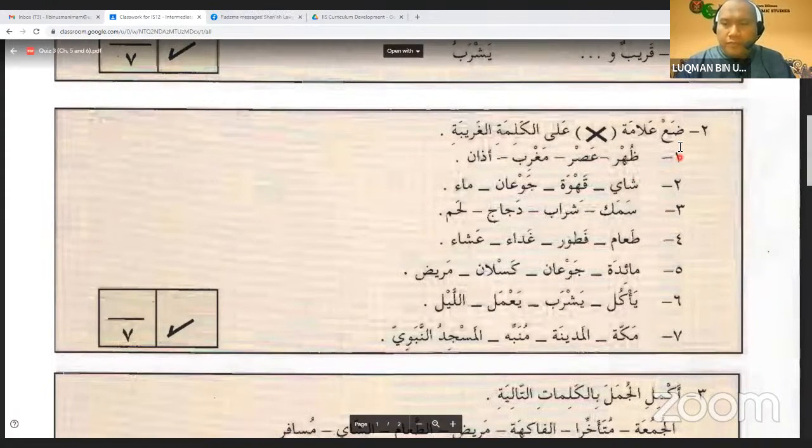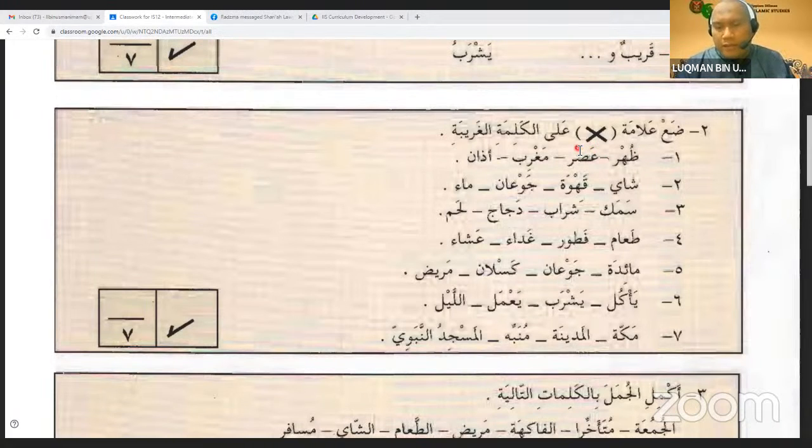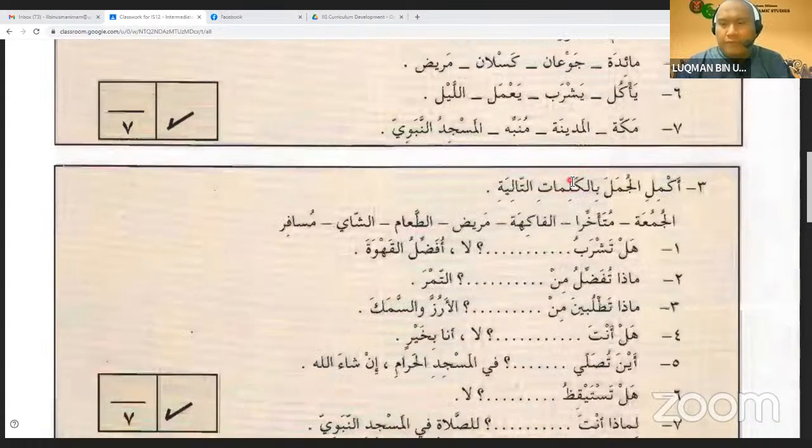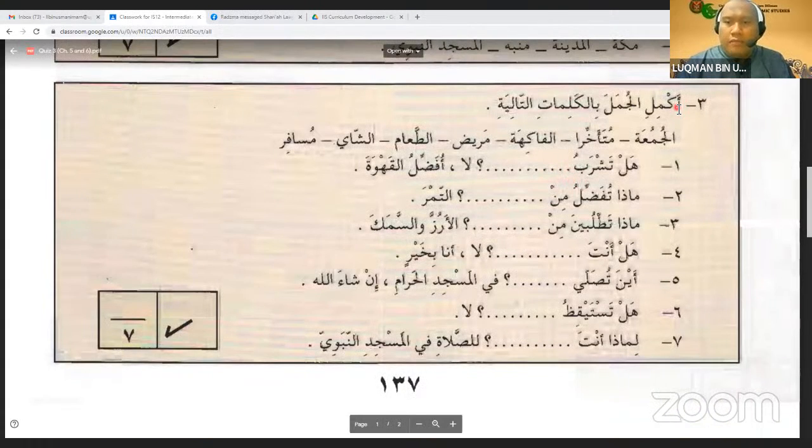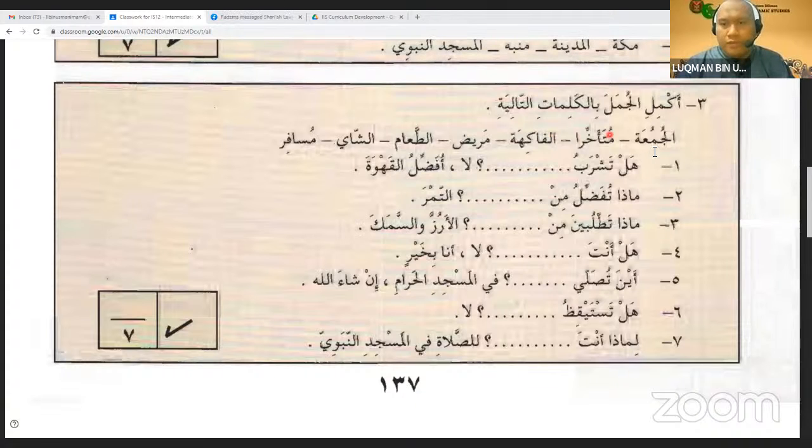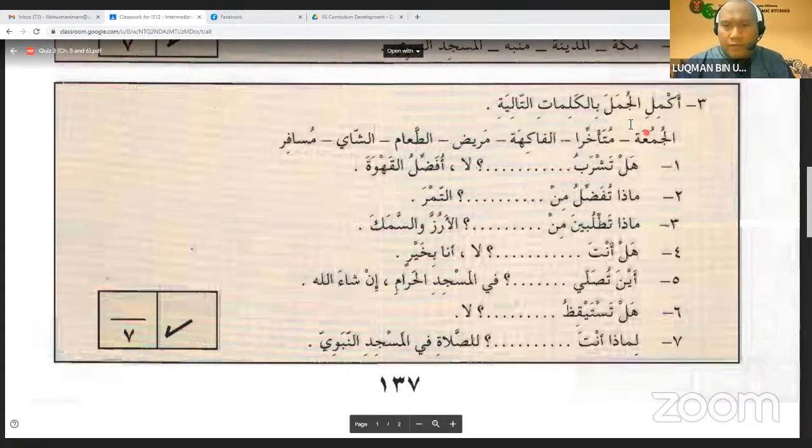Then test 2: put an X mark on the odd word. So any word that doesn't belong to the group, you just put an X over it. Test 3: complete the sentences with the following words. So just fill in the blank using these words.